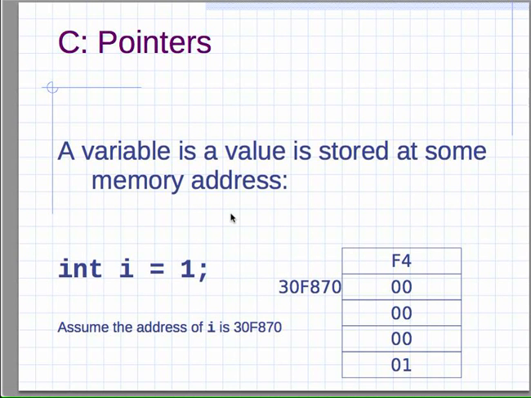Okay, so first we start with pointers. We talked about this very briefly in the previous video. Essentially, a pointer is an area of memory. A pointer describes a memory address. So if you have a variable, int I, and set it equal to 1, you can think of it as some location in memory being set to the value 1.